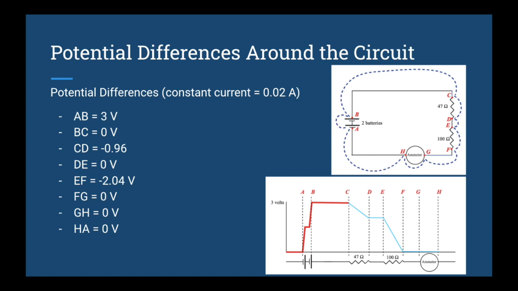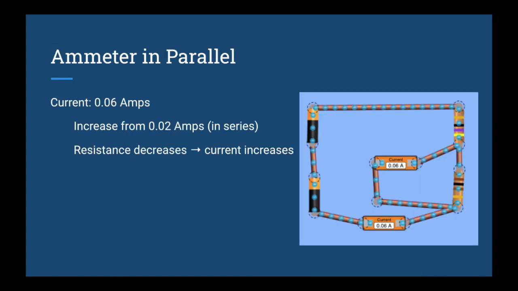Essentially, I found that the areas with the greatest change in voltages would be seen in the areas of the graph with the steepest slopes. Next, I placed the ammeter in parallel to the 100 ohm resistor, and I saw that both ammeters read 0.06 amps. This makes sense because as the resistance increases, the current decreases, or as the resistance decreases, the current will increase. And because the second ammeter is in the path, it increases the resistance of the path.